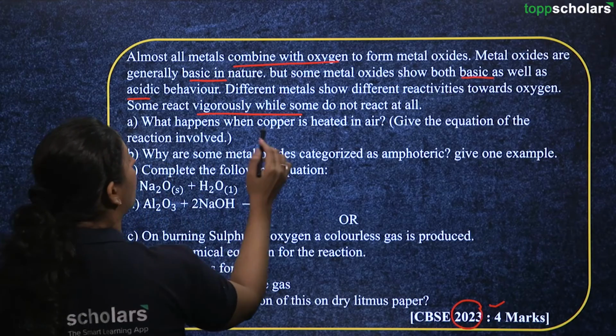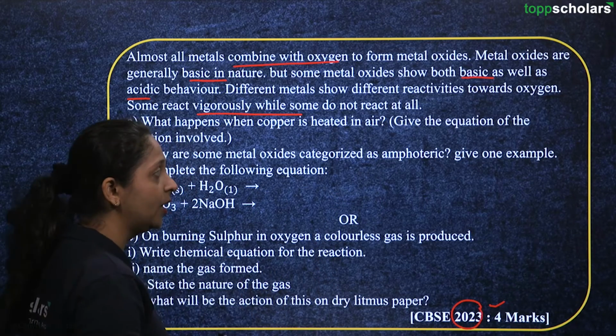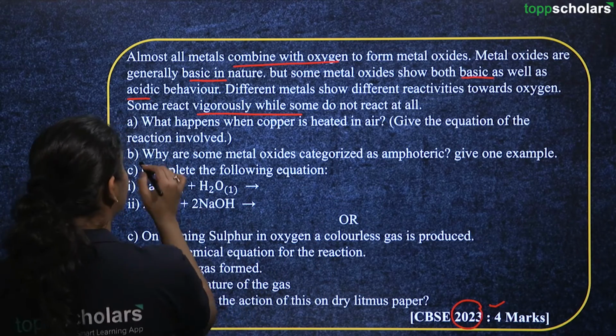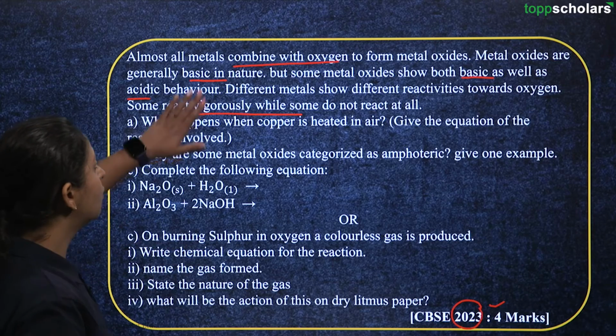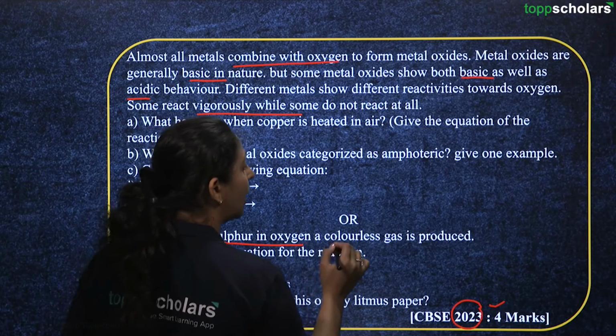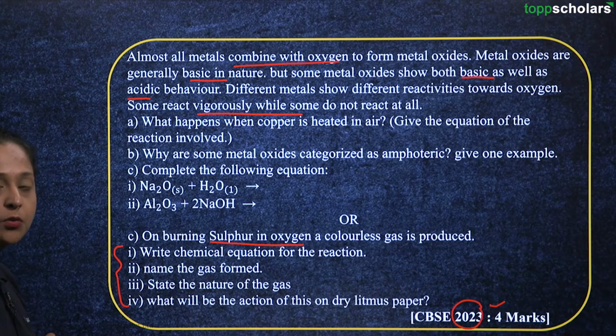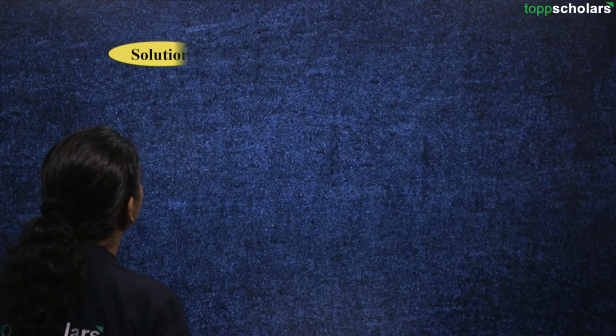What happens when copper is heated in air? Why are some metal oxides categorized as amphoteric? You have to give one example and complete the reaction. Either you can go for this question or the second one. On burning sulfur in oxygen, a colorless gas is produced. You have to write down the answers to the following questions asked regarding that reaction. Let's solve the first one first.